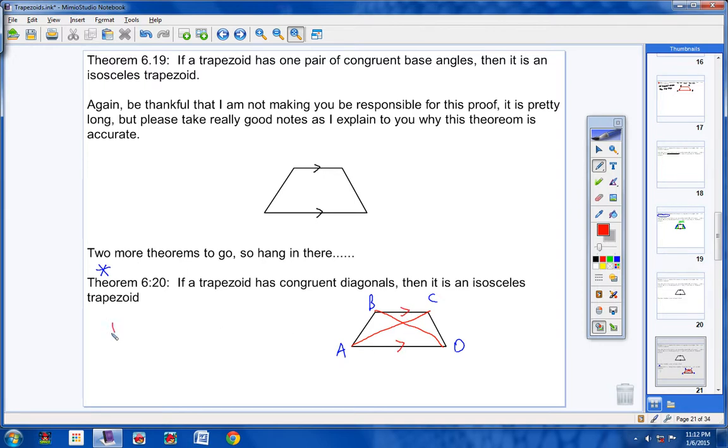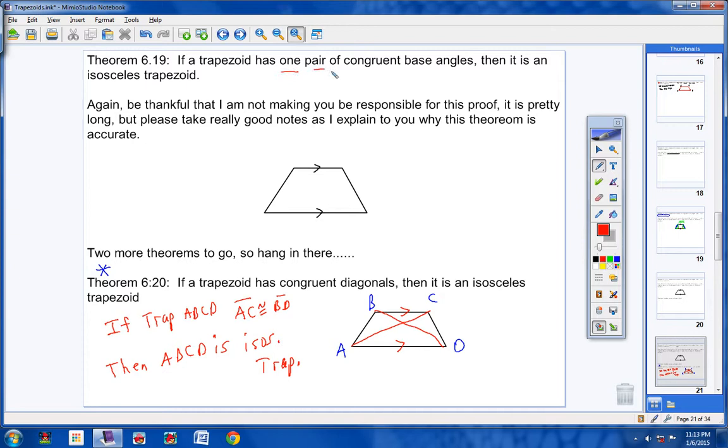Okay, now here's what I have. If I have trapezoid ABCD, and I have AC congruent to BD, then I know that ABCD is a what? Isosceles trapezoid.